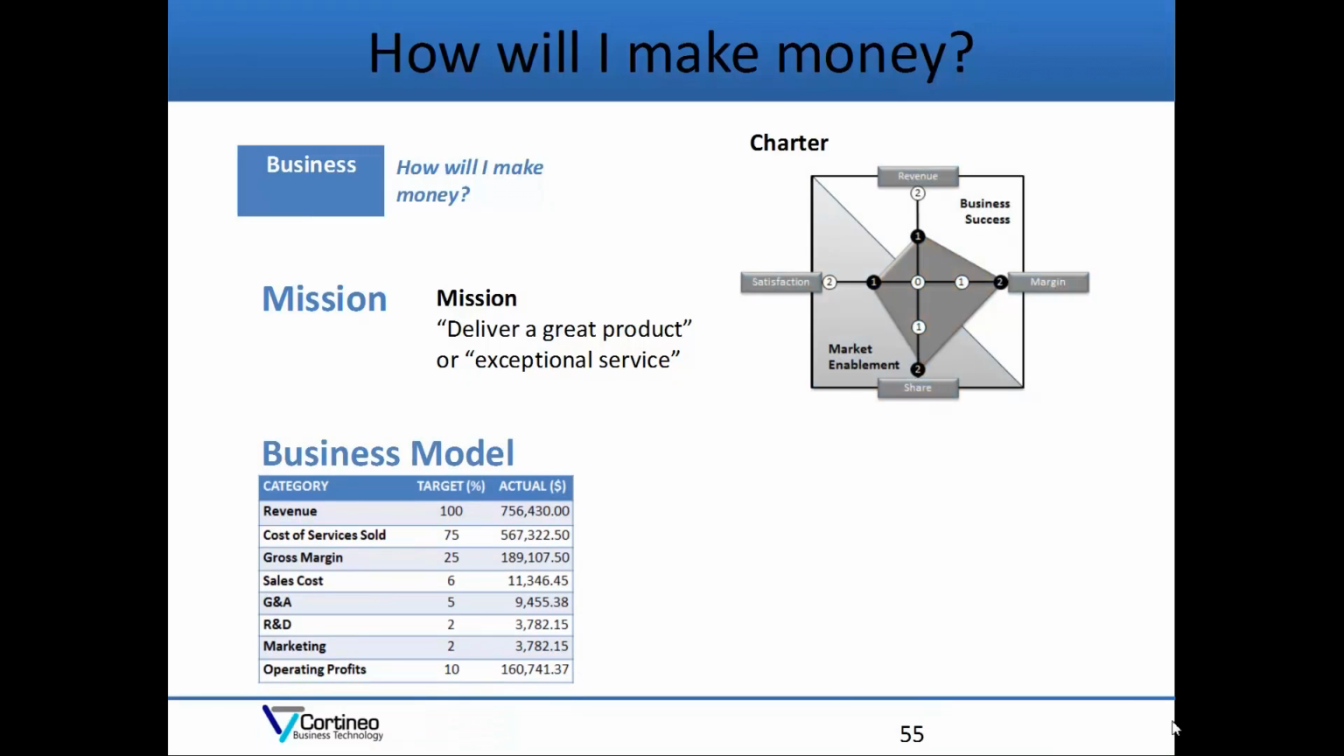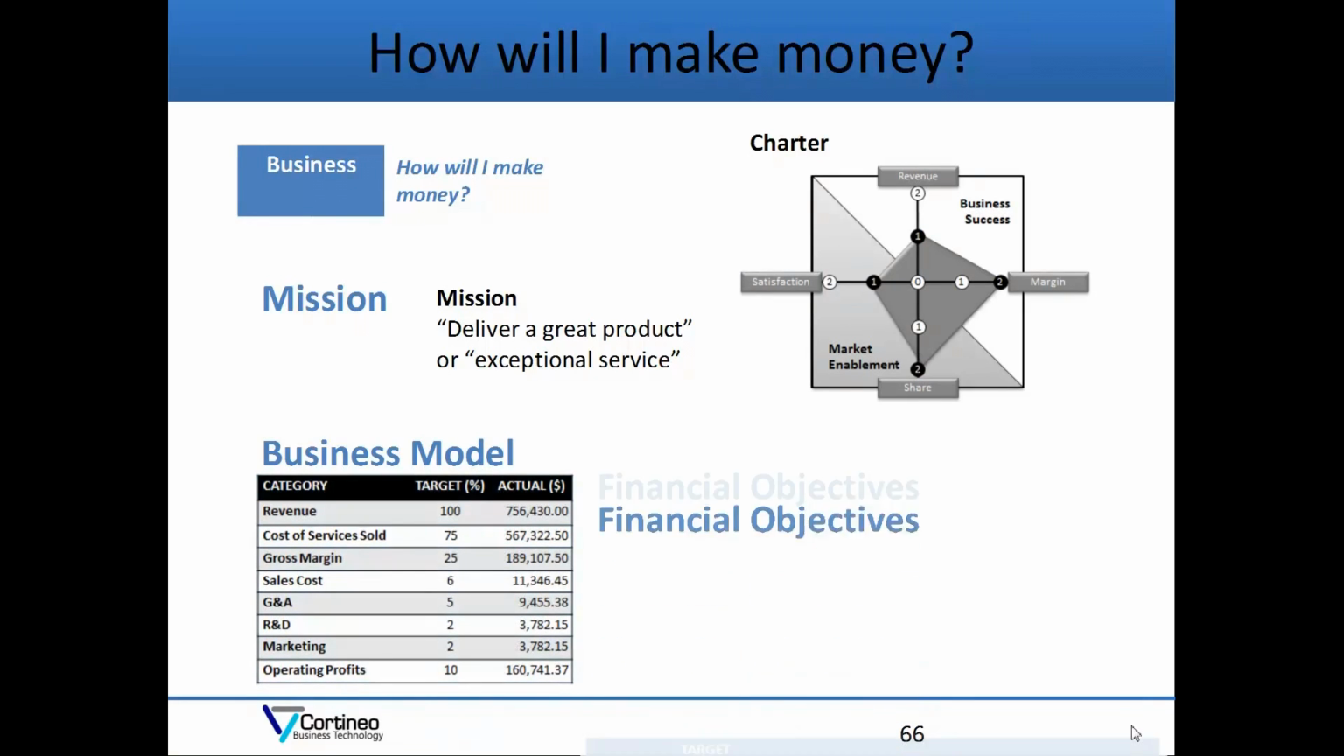The business model is the financial blueprint that specifies revenue and expense targets based on the type of business you are in. Industry research, like Cortinio's, provides you with a baseline to compare your business against others in the same industry and geography. Using the business model provides a reference for the small business owner to determine if they are spending too much or too little in certain functional areas.